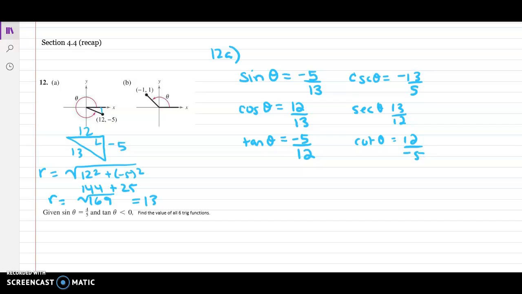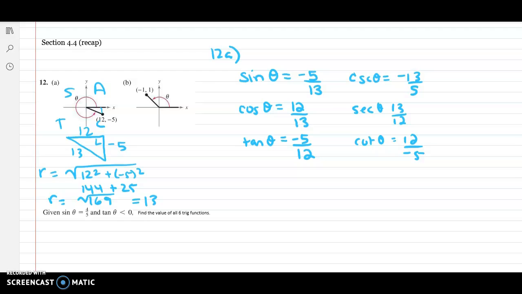Let's go back and recap here. This is in quadrant 4, so A, S, T, C. Cosine should be the only one that is positive out of all of these, and that is correct. All other 4 are negative.